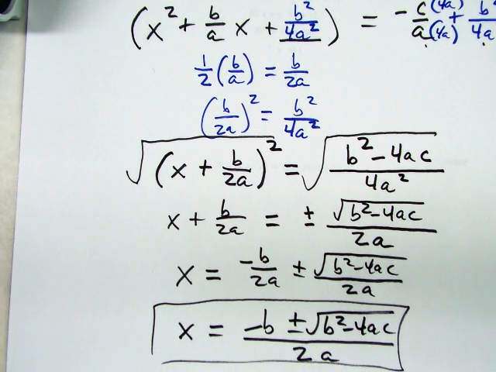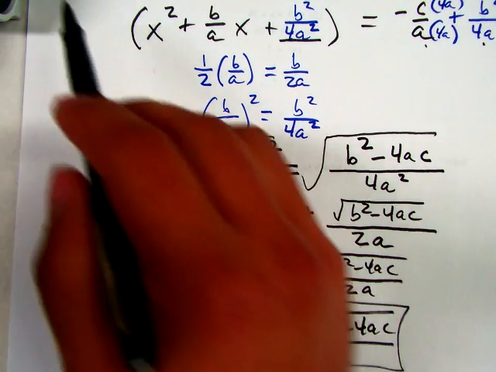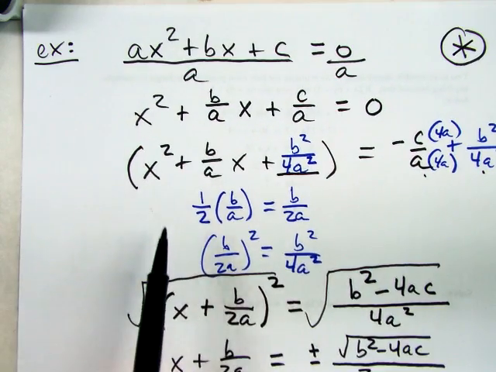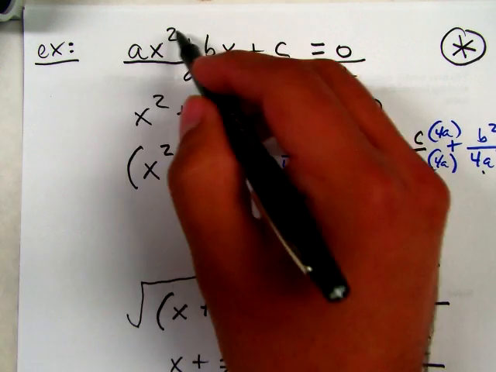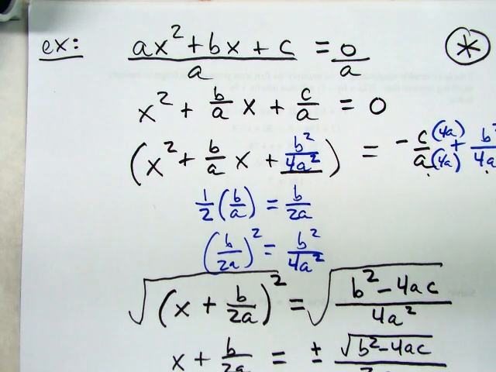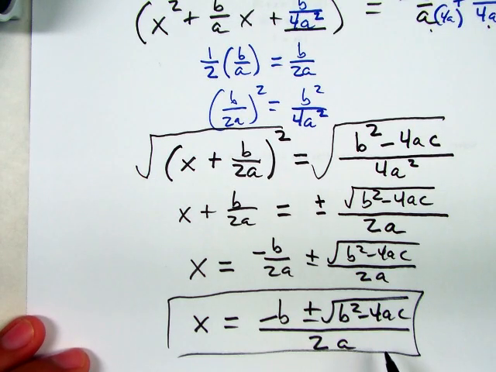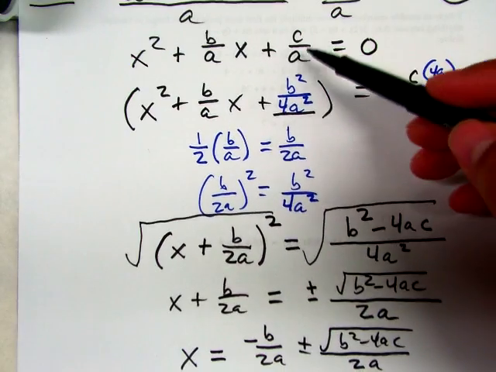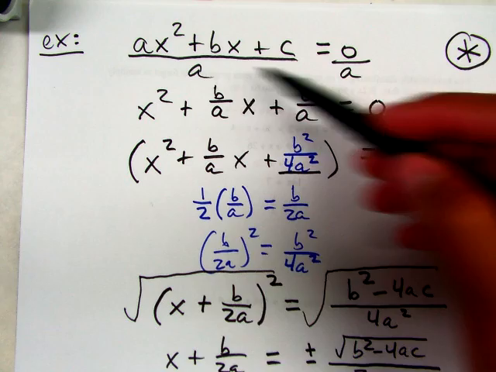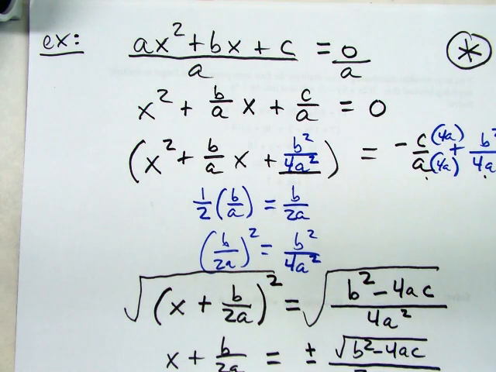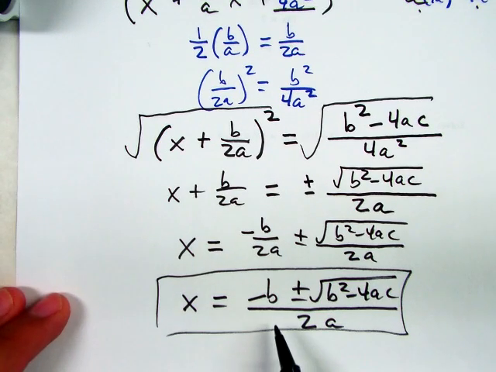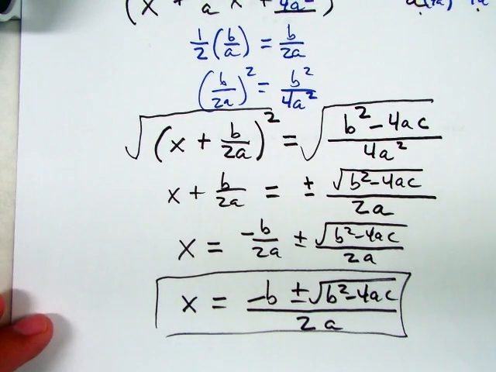Here's what I will tell you. On the test, it won't say example. It'll say something like prove or show that this is the equation for the quadratic formula. So what are you going to have to do? You're going to take this equation and complete the square, just like we did here, to get to the quadratic formula, and that's it.